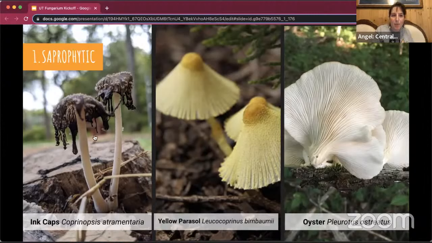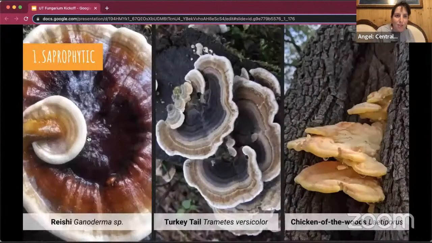So here are some examples. We have ink caps, the yellow parasol mushroom. This is something that people see in their planter pots quite a lot. We have oysters. Just a few more, we have some reishi, turkey tail, chicken of the woods, which are found on our live oaks.